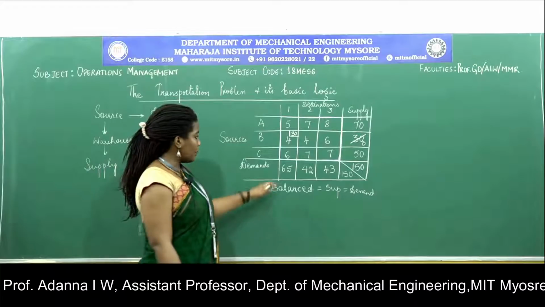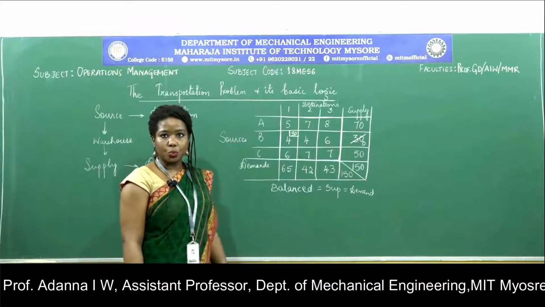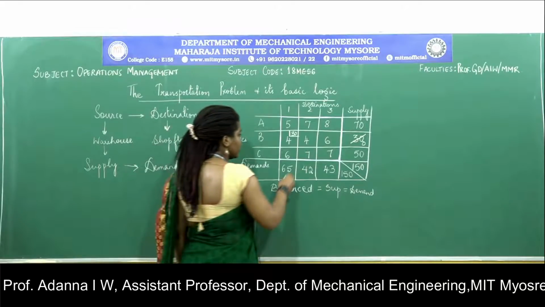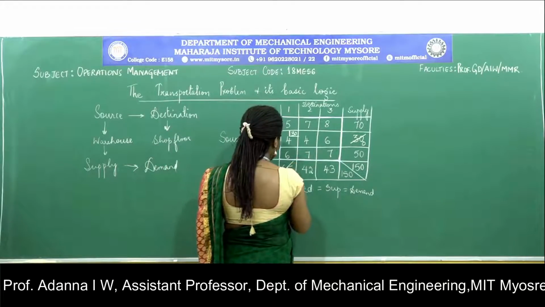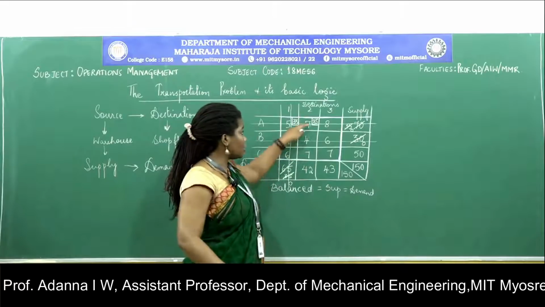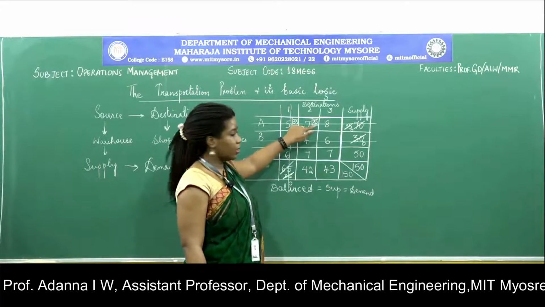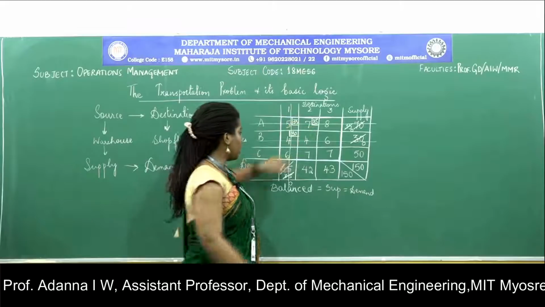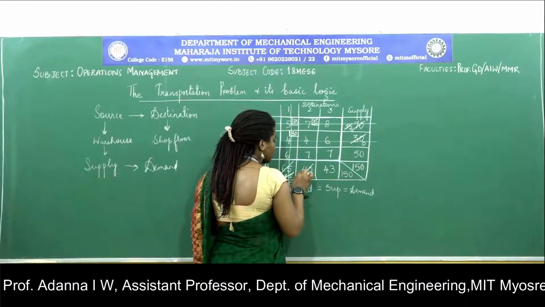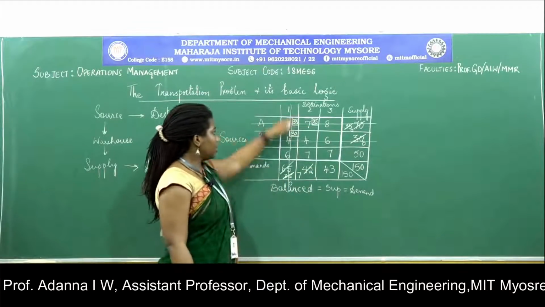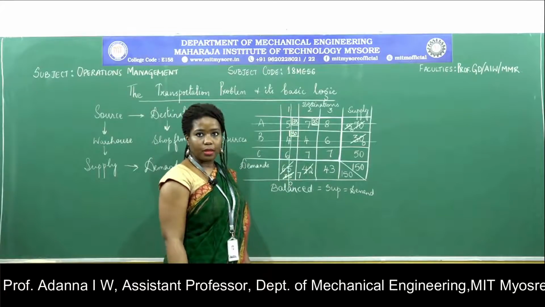What has happened here at the demand for destination 1? I have satisfied 30 units. That means, to say the difference, because I have already fulfilled 35 units here, I am only left with 7 units to be fulfilled at destination 2.